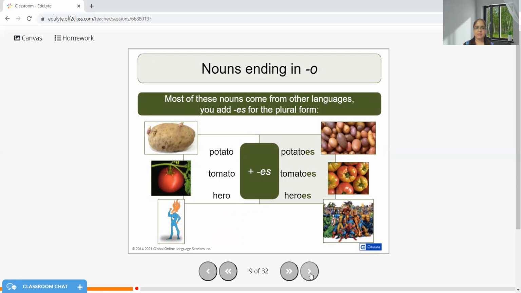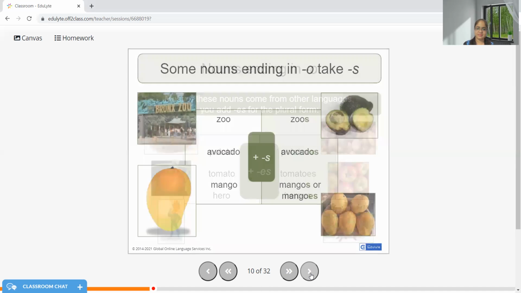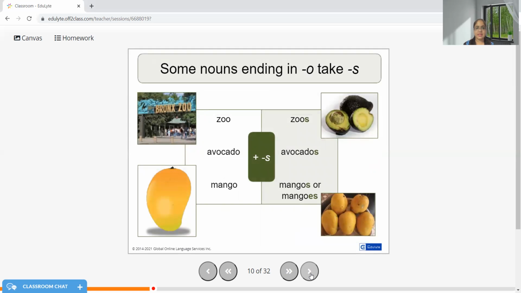So in some of the nouns, we just need to add es to convert it into the plural. Potatoes, tomatoes, heroes. Es, that is making it plural. And there are certain nouns that just need s after that, like zoos, avocados, mangoes. So the correct spelling of mangoes would be mangoes.